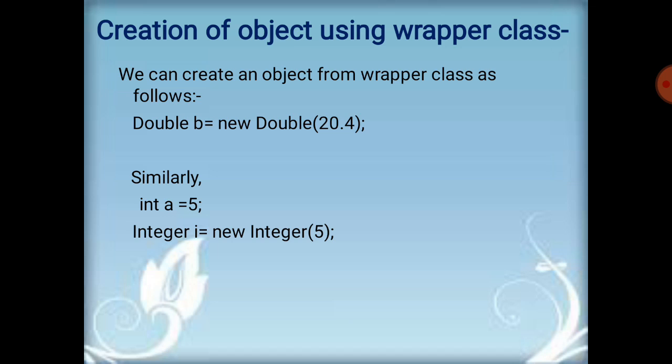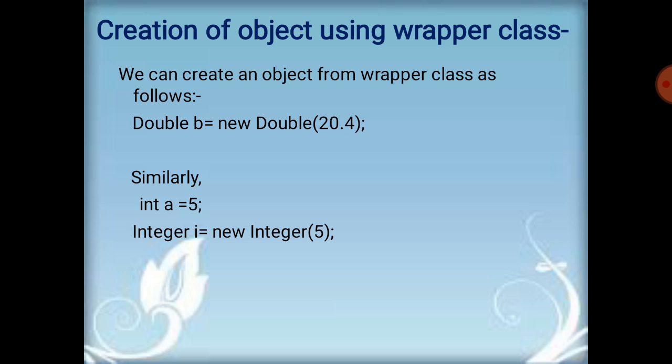Now, creation of an object using a wrapper class. We can create an object from a wrapper class as follows. Double is the wrapper class because D is capital. Here, b is the object of the Double class. Double b = new Double(20.4). Here b is initialized with 20.4.